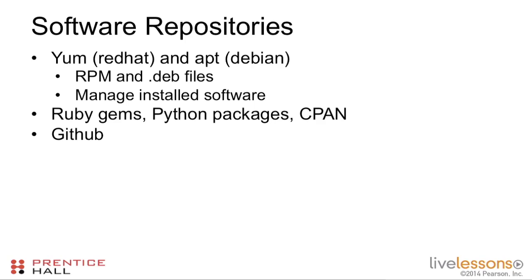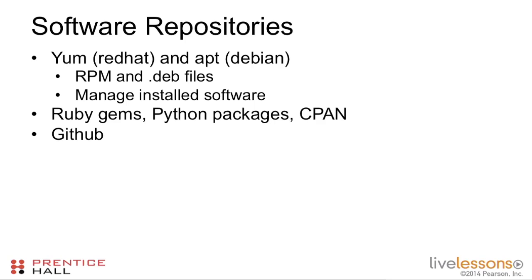Python packages are usually installed and managed with a tool called pip. Pip searches Python package repositories for new Python packages. CPAN, known as the Comprehensive Perl Archive Network, is a collection of libraries and tools available for Perl.